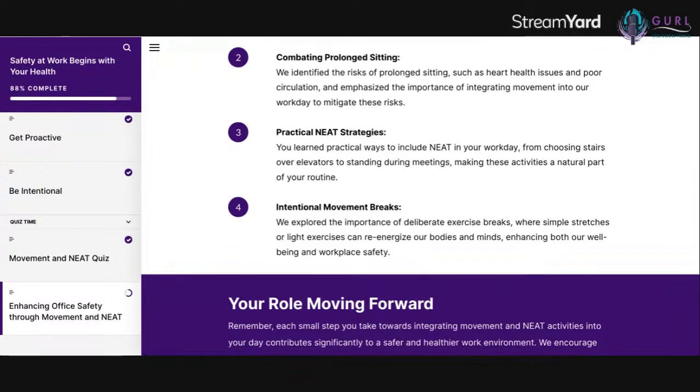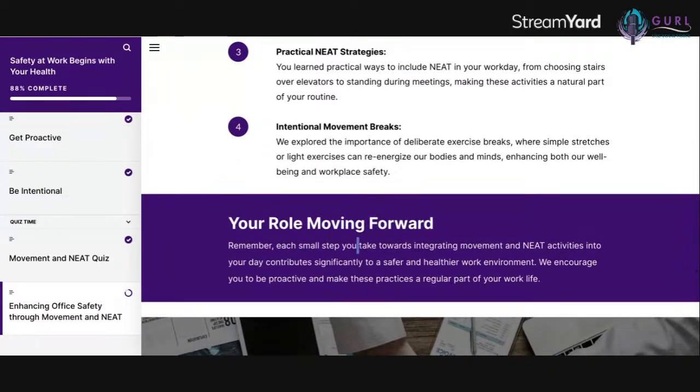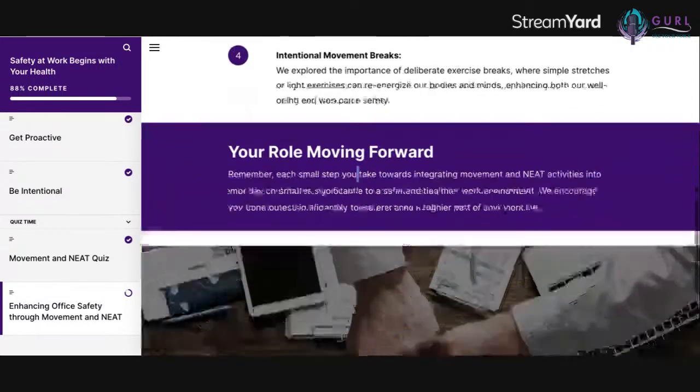Three, we learned some practical NEAT strategies. We learned practical ways to include NEAT in your workday, from choosing stairs over elevators to standing during meetings, making these activities a natural part of your routine. And four, we learned intentional movement breaks. We explored the importance of deliberate exercise breaks, where simple stretches or light exercises can re-energize our bodies and minds, enhancing both our well-being and workplace safety.